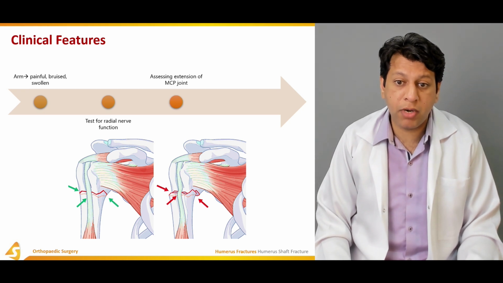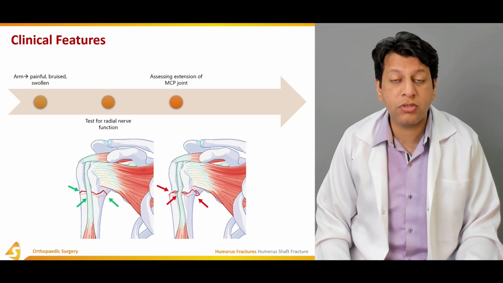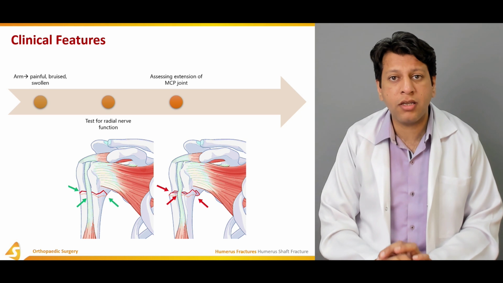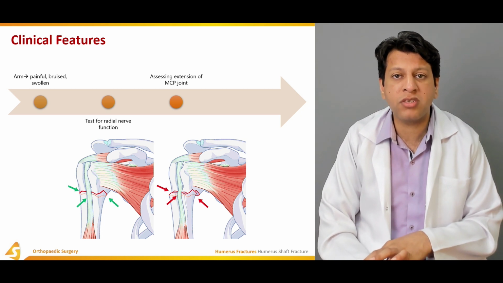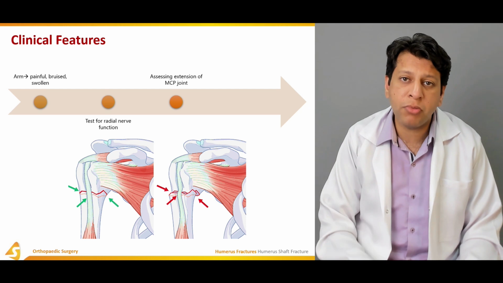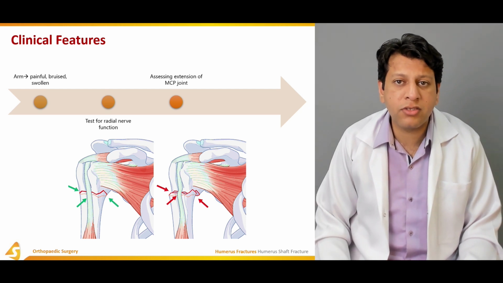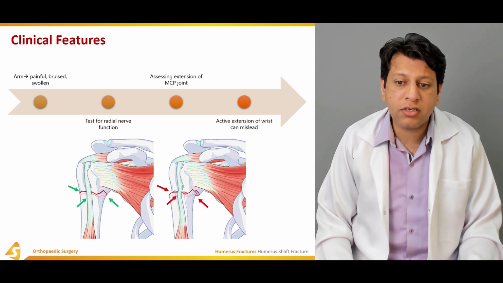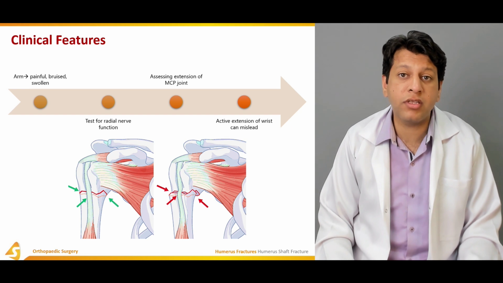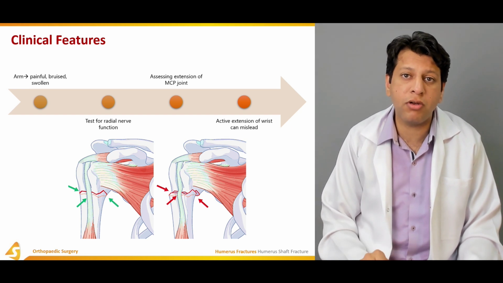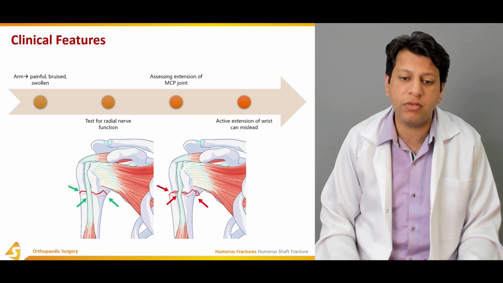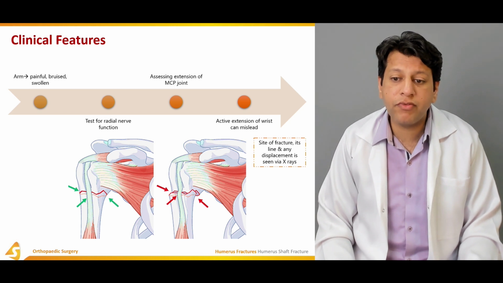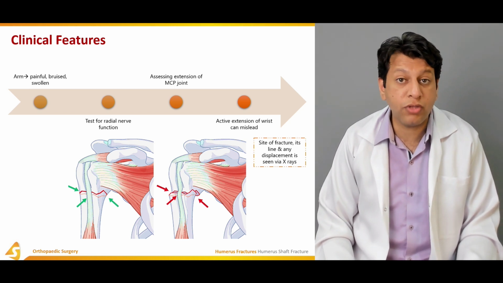Assessing extension at the metacarpophalangeal joint is important. Why? Because sometimes the posterior interosseous nerve may be involved, resulting in this injury. There will be no extension of the metacarpophalangeal joint. The patient may be able to slightly extend the wrist joint due to other nerves being intact. Active extension of the wrist can mislead, so we have to check: if there is a radial nerve injury, there will be loss of extension of the metacarpophalangeal joint, which is most pathognomonic of a high radial nerve injury. The site of the fracture, its line and displacement are seen on the x-rays.